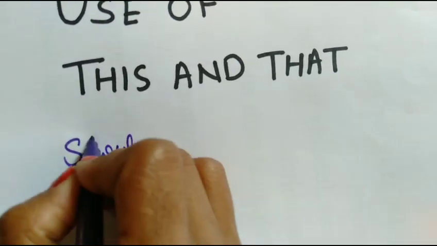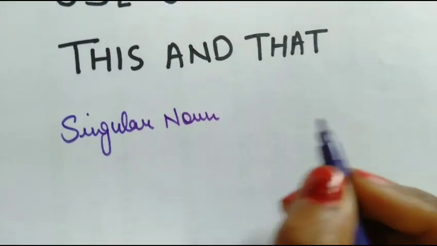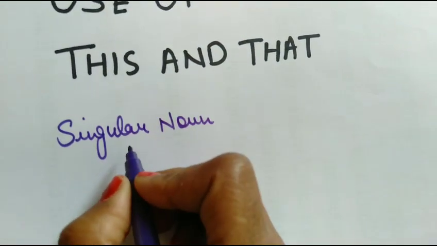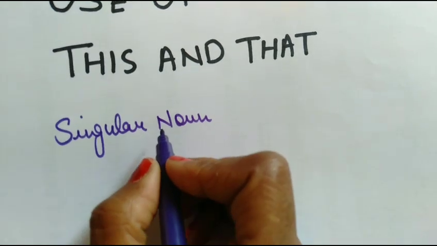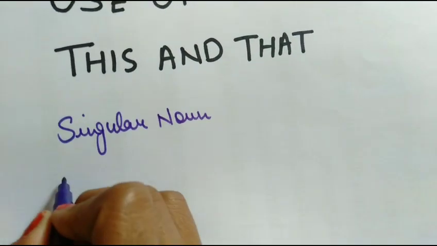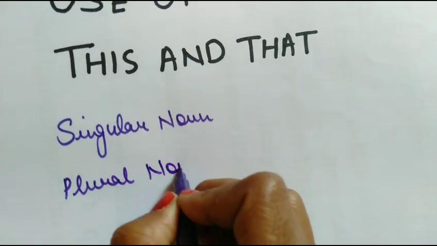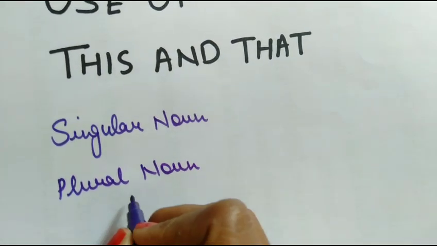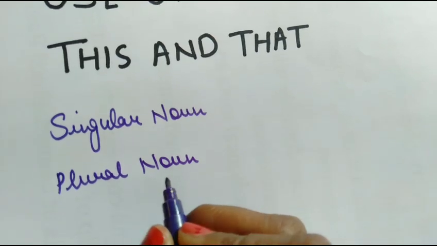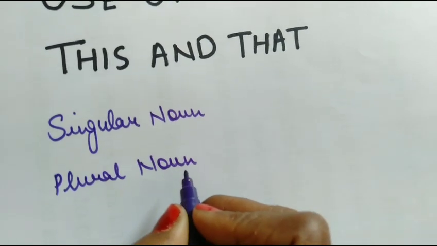Singular noun. So now I am going to tell you about singular noun. A singular noun refers to one person, place or thing. And the next one is plural noun. A plural noun refers to more than one person, place or thing.